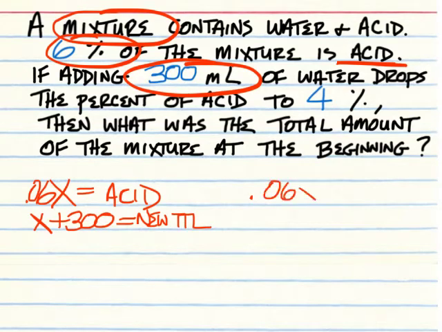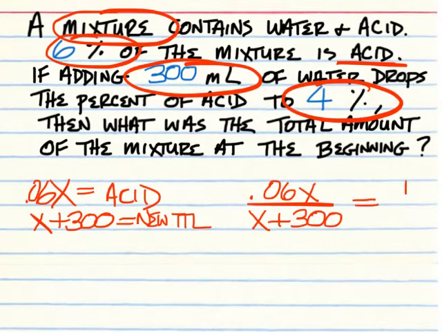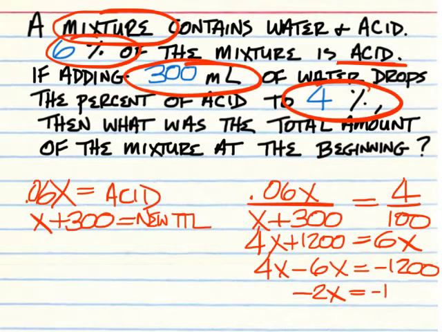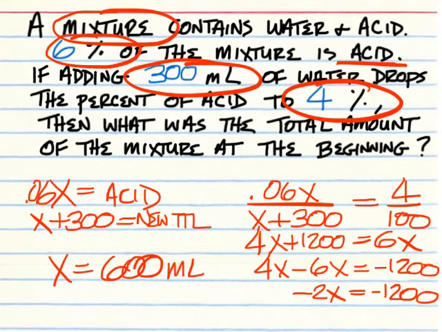Divide 0.06x by x plus 300 and set it equal to the new percent, which is 4 over 100. Cross multiply to get 4x plus 1200 equals 6x. 4x minus 6x equals a negative 1200. That's a negative 2x equals negative 1200. And when you divide, you should get an answer of 600 milliliters.